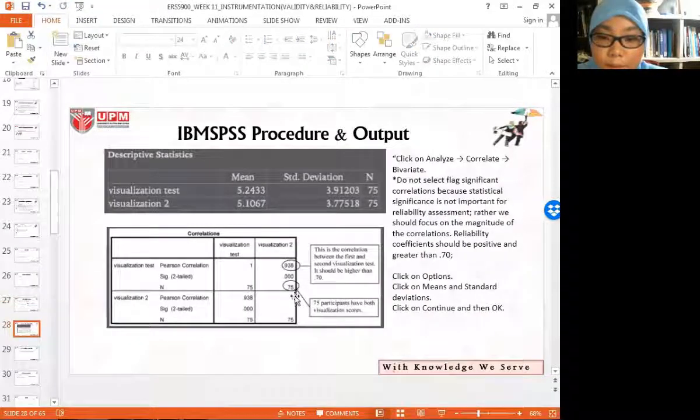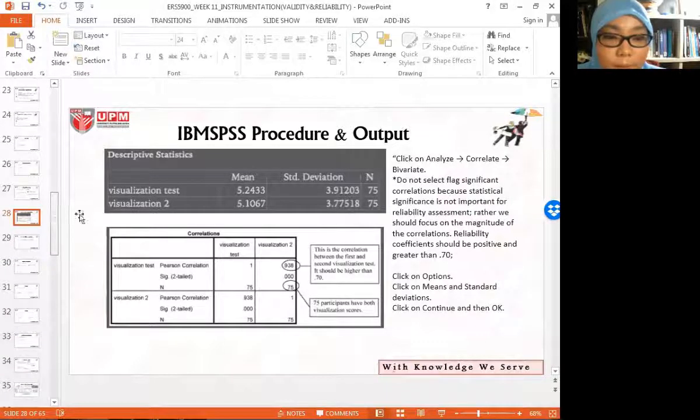So this is actually the example, from the Pearson Product Moment Correlation result. Okay, they correlate between two tests, the visualization test and visualization 2. Okay, visualization test with visualization 2. So the R is 0.938. This is its R value.